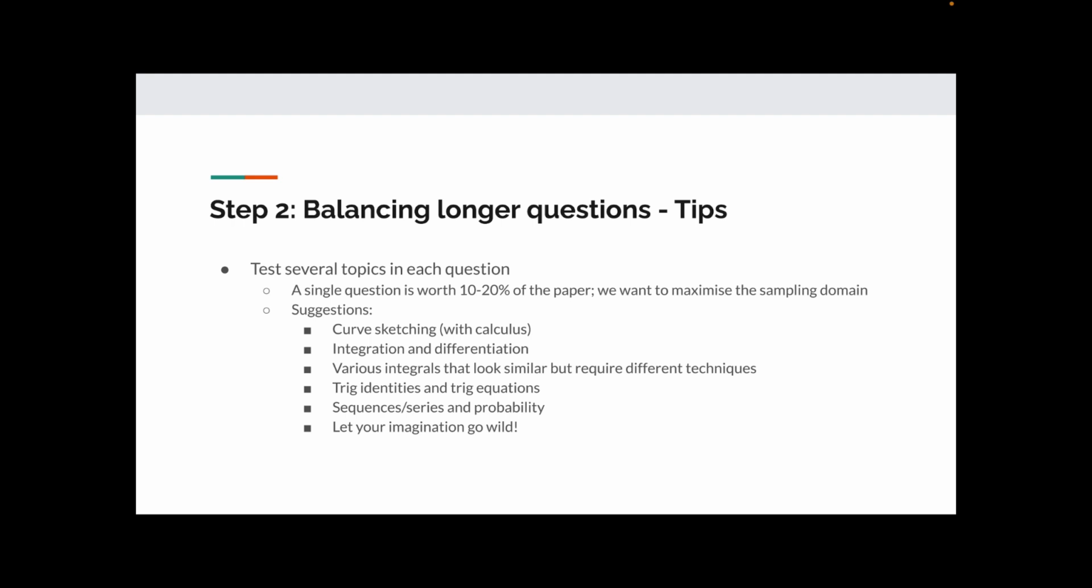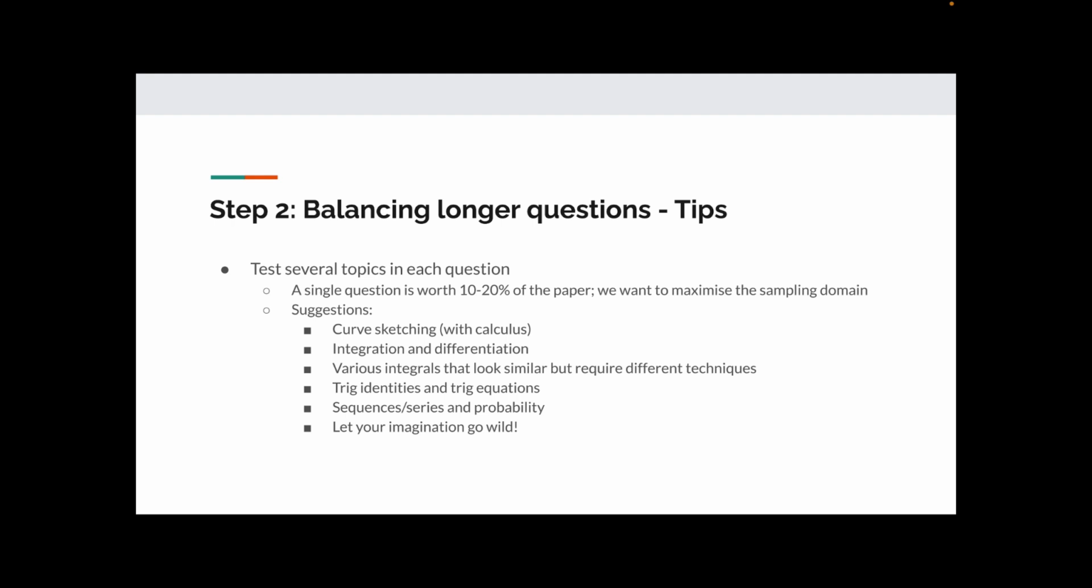Here are my tips for writing longer questions. First off, test several topics in each question. Now, a single question can easily be worth 10 to 20% of the entire paper, and we want to maximize the sampling domain. Here are some suggestions. Of course, you're not limited to this, but these are just some starting points that you might want to consider.